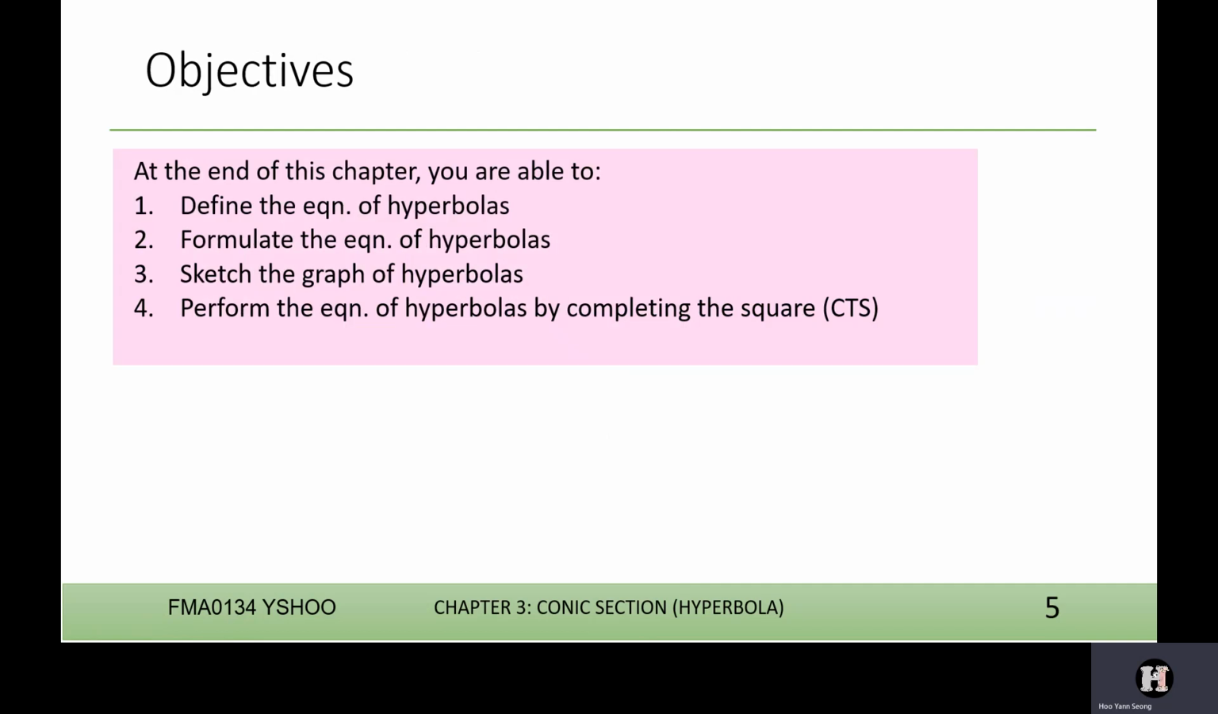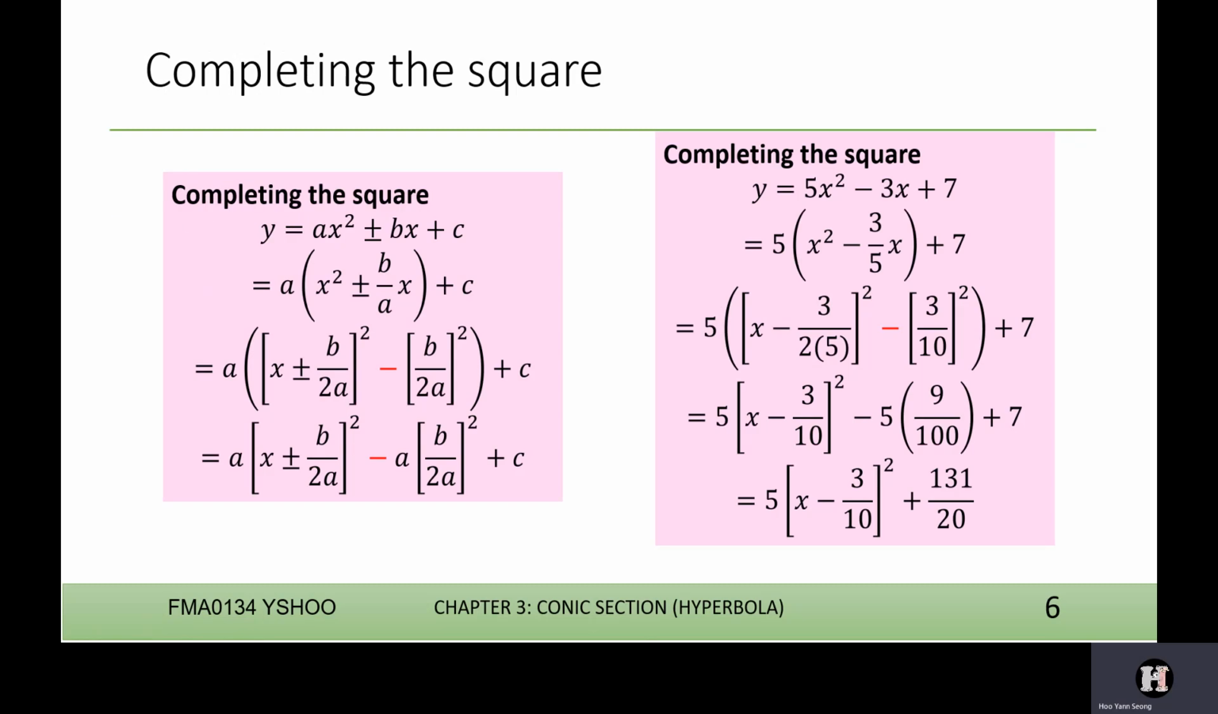So now, in chapter 3 of your mathematics 3, we are going to learn about hyperbola, how to formulate the hyperbola, then we sketch the hyperbola. Now first thing, regardless of whether you are talking about conic section in Maths 2 or Maths 3, one of the skills that you need to master is completing the square.